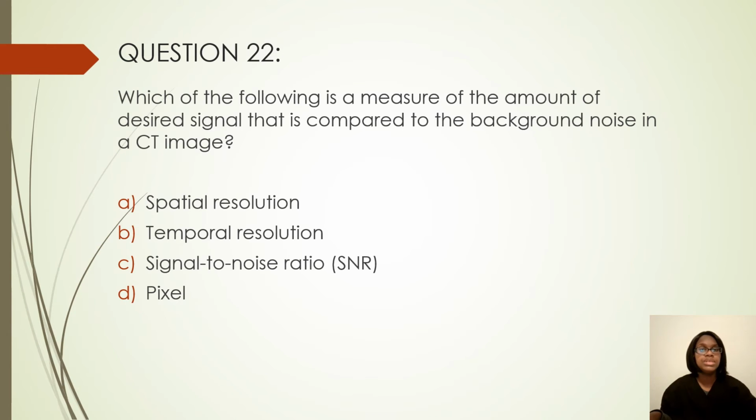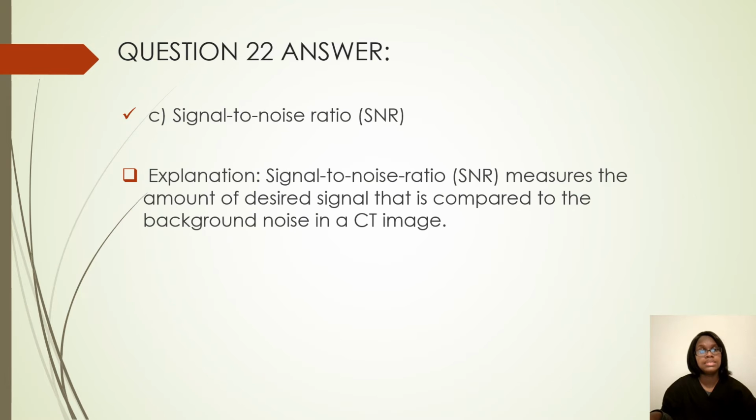Freeze. Which of the following is a measure of the amount of desired signal that is compared to the background noise in a CT image? Spatial resolution, temporal resolution, signal to noise ratio, or SNR. And then you have your pixel. Signal to noise ratio. You may hear it be called SNR.